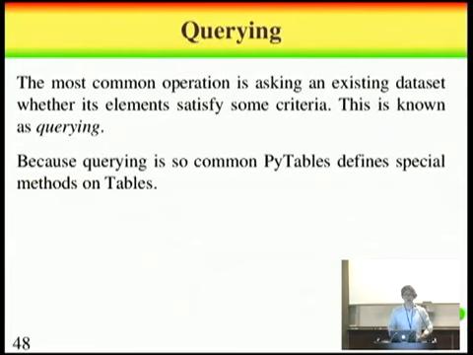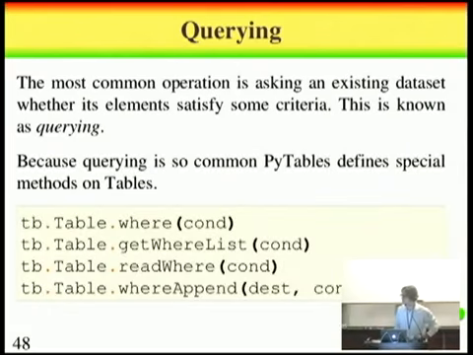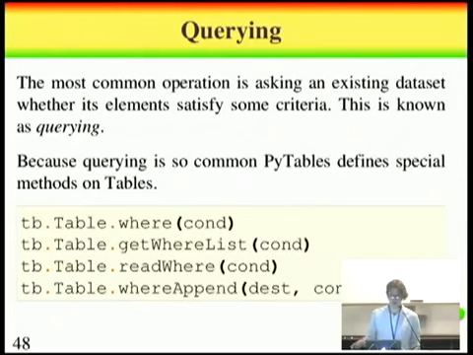Because querying is very common, it's something you want to do all the time. There are special methods for doing so in PyTables. These do not necessarily come, lock, stock, and barrel with HDF5. This is added functionality. So these are the where methods, and they're defined on the tables themselves. There's the normal where method, which evaluates a condition and returns an iterator over the rows that you can then stick in a for loop or list comprehension.